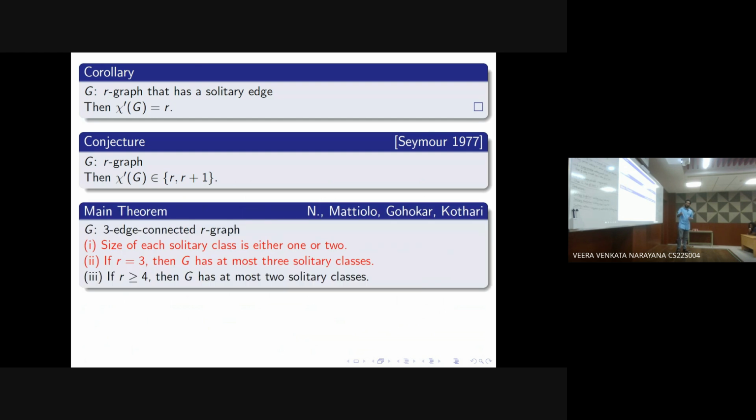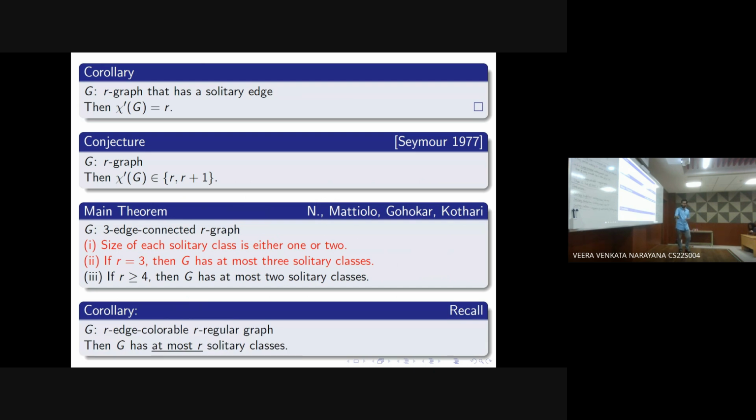So yeah, we observe we are done with part 2. We just showed that if a 3-graph has a solitary edge, then it is 3-edge-colorable, and if it is 3-edge-colorable, it has at most 3 solitary classes. Okay. Yeah, just recall what we have discussed here.